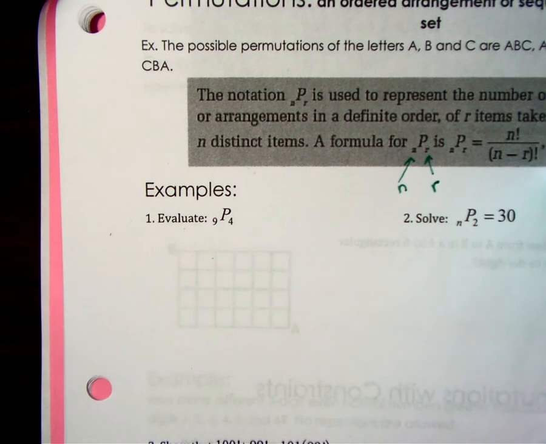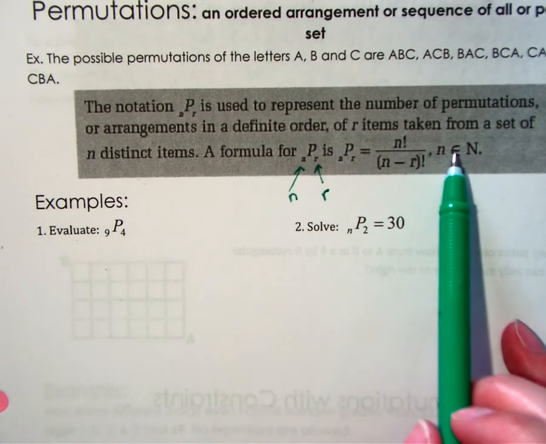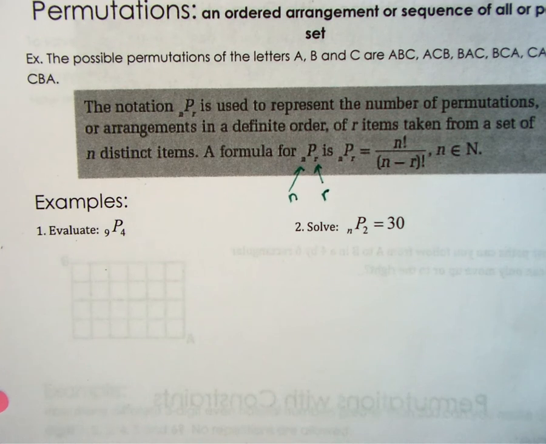Now, N has to be a natural number. That's what the big N stands for. Sorry, I'm pointing at things you guys can't see. Little n is an element of the natural numbers. So what is a natural number? 1 to infinity. It's positive. Can't be 0. And can't be a decimal or a fraction. So even negative though? Nope. Only positive.